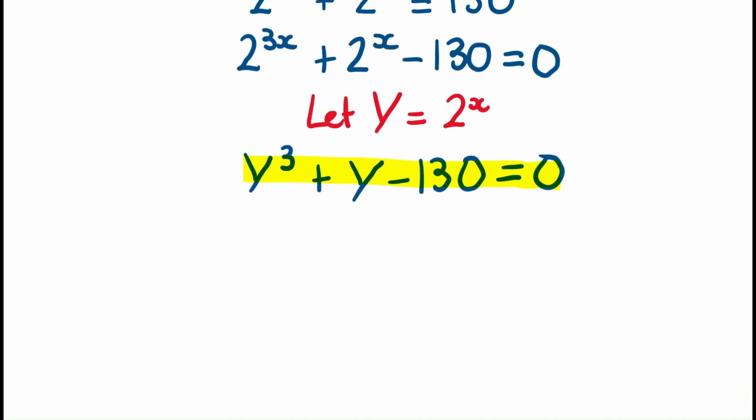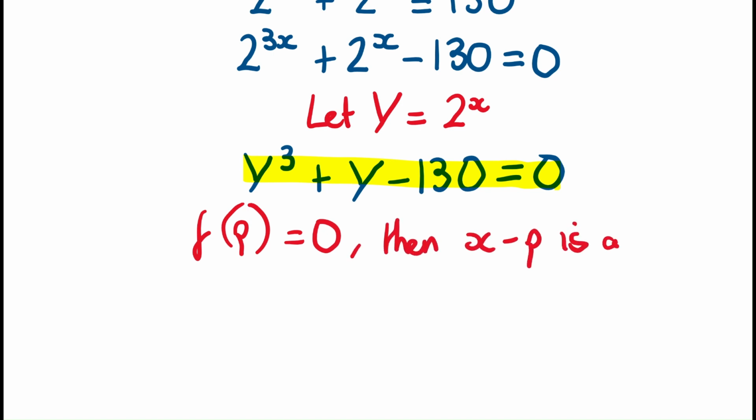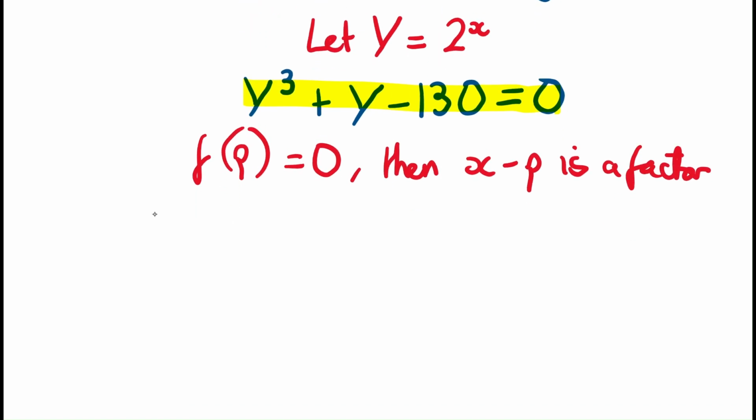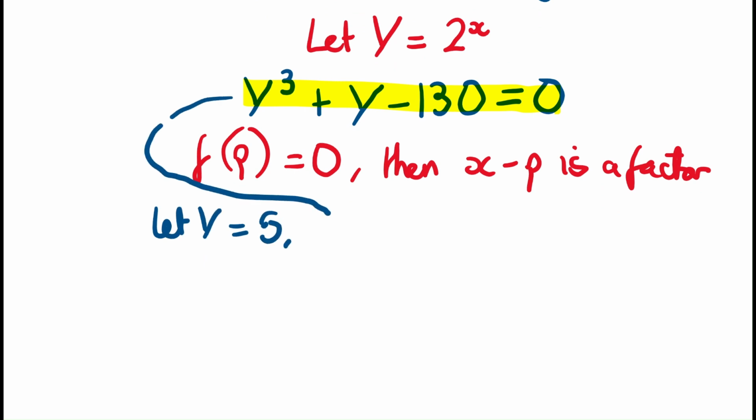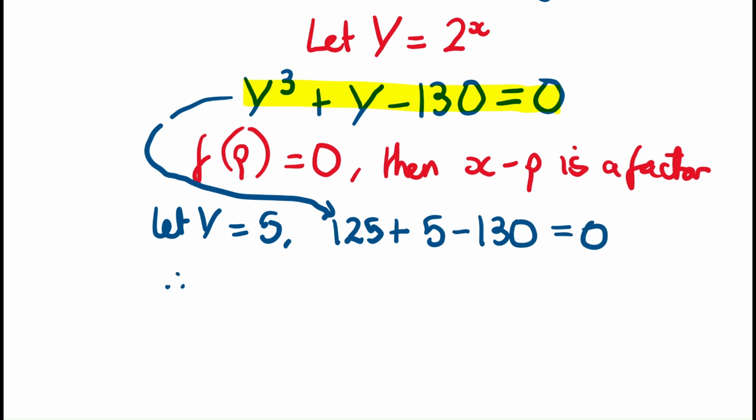So here we have a cubic equation. And to help us solve this equation, we can use the factor theorem, which states that if f of p is equal to 0, then x minus p is a factor. Therefore, for this equation, if we let y equal 5, then the equation comes out to be 125, which is 5 cubed, plus 5 minus 130, which all sums to 0. And therefore, y minus 5 is a factor.